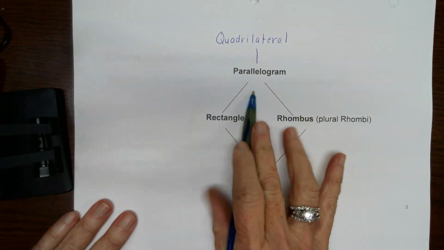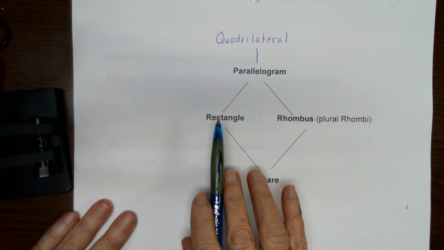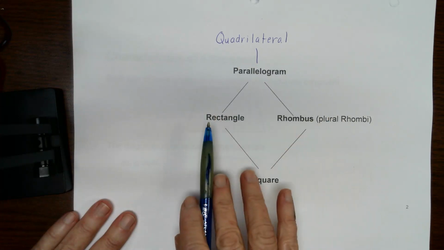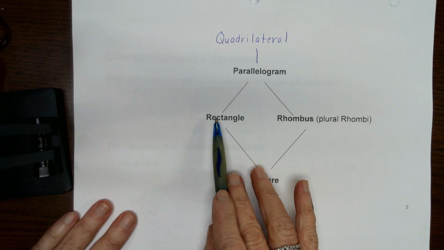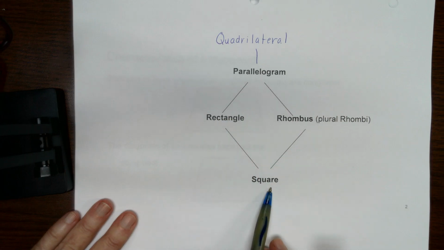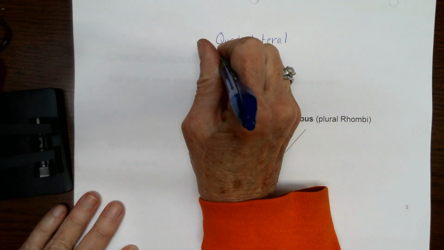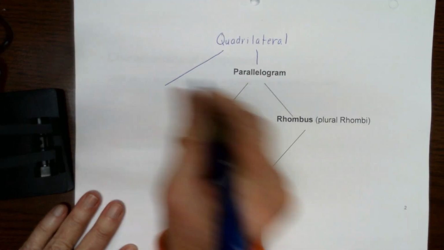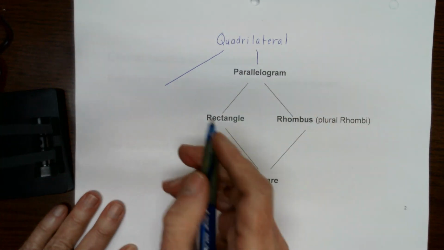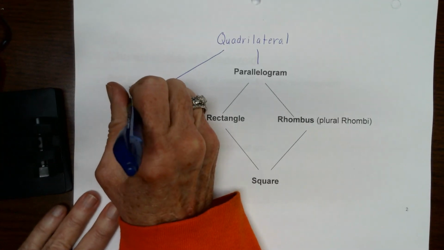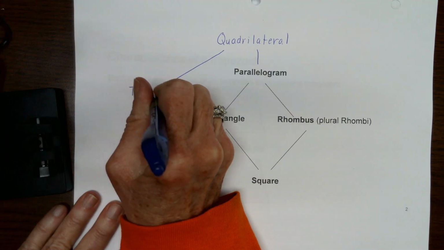Then we studied all these types of parallelograms, a rectangle, a rhombus, and if I have the characteristics of both a rectangle and rhombus, I have a square. So then we're going to come over here to the side here, and we're going to talk about a different type of quadrilateral, and that is a trapezoid.